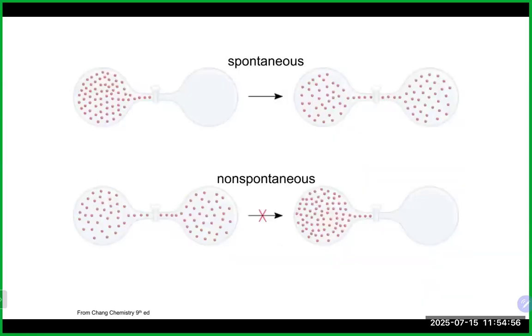Now, same idea here. If we have gas molecules on one side of a tube, and you open the spout, they would spontaneously flood into the other side. Now, if you started with gas molecules on both sides, they will not just by themselves decide to head over to the right without some convincing, or without doing something to this side to allow them to go to the other side.